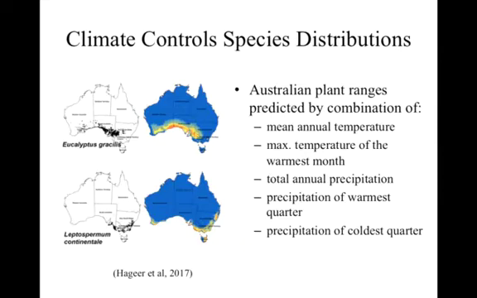All right, so why does climate matter? Climate matters because it actually is one of the main factors controlling where species live. And I think this is a really good example. This is a paper from 2017 where scientists tried to use climate variables to predict where particular Australian plants might be found. And the variables that they used were all climate variables. They used mean annual temperature, the maximum temperature of the warmest month, the total annual precipitation, the precipitation of the warmest quarter of the year, and the precipitation of the coldest quarter of the year. And with just those 5 variables, they tried to predict where eucalyptus would grow and where another plant, Leptospermum, would grow.